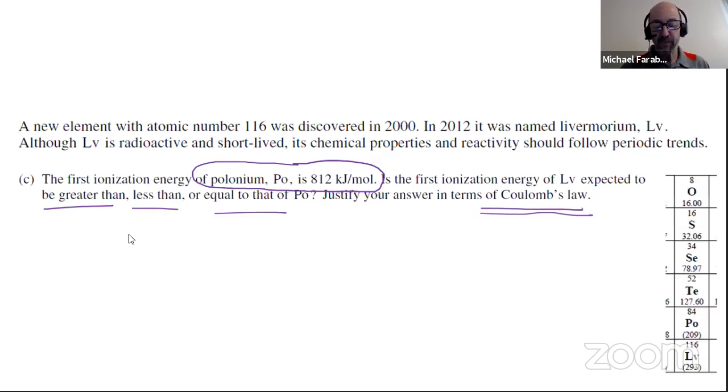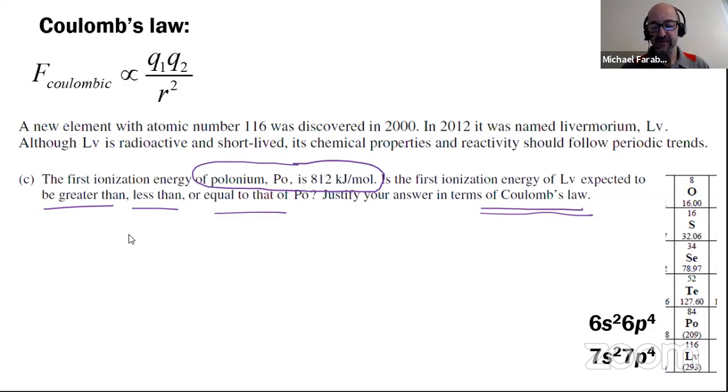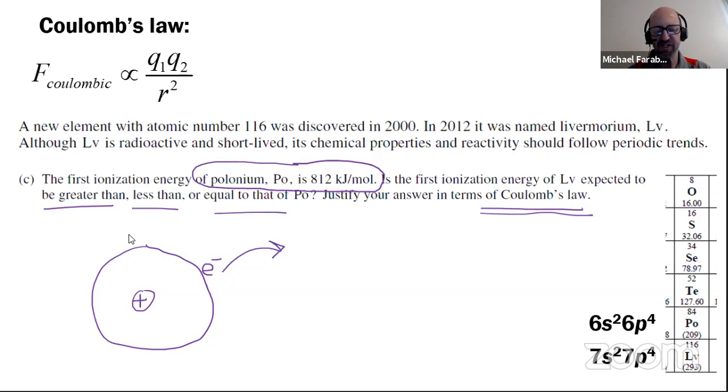Coulomb's law will help us because Coulomb's law relates the attraction between charged particles to either charge or distance. Now, if I go from polonium to Livermorium, I now have a higher energy level for the shell. So we go from level 6 to level 7. You can imagine that if I have a nucleus and a particular atom, this is the electron in the valence shell that is going to be removed. That's what ionization energy is all about.